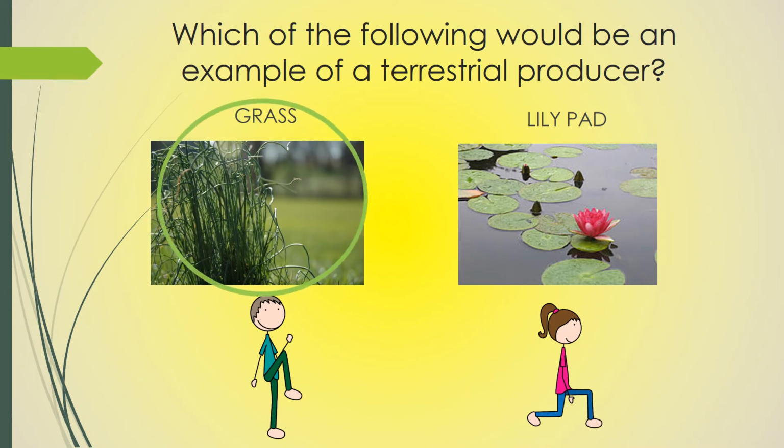The correct answer is grass. Grass is an example of a terrestrial producer. It is on land and it gets its nutrients from the sun to produce its own food.